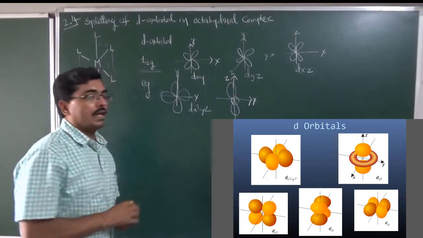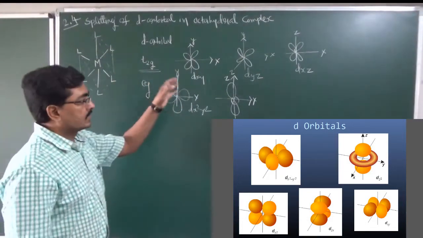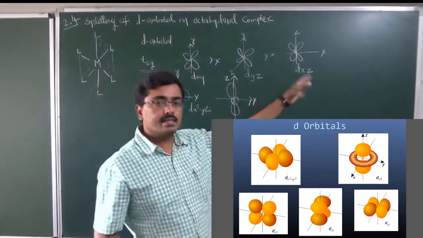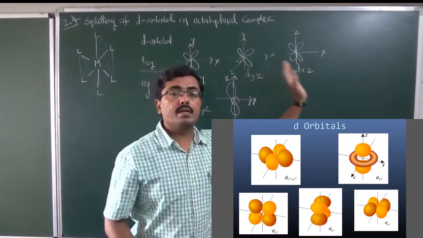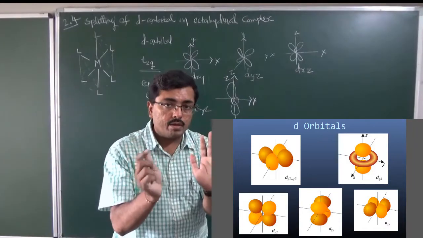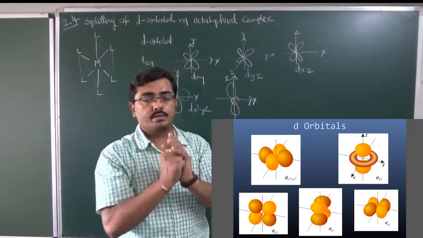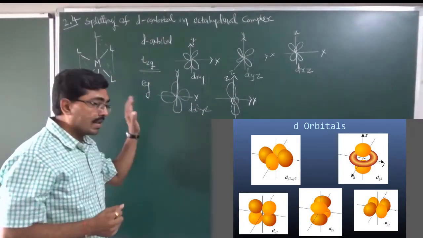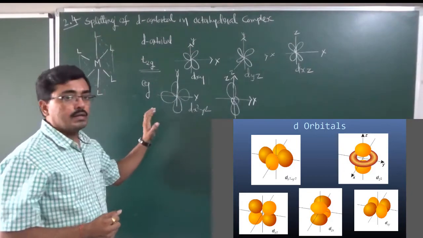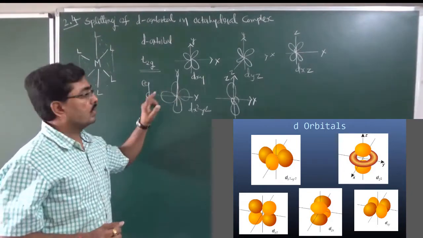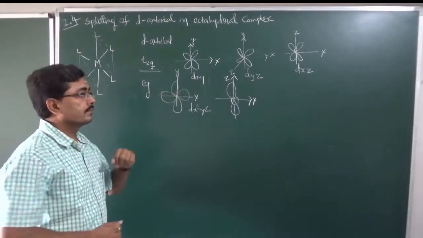So d orbitals are of 5 types: dxy, dyz, dxz. These are in between the axes. उसके लोब है वो axis के बीच में है. These orbitals lying on the axis, उसके लोब है वो axis के ऊपर है.